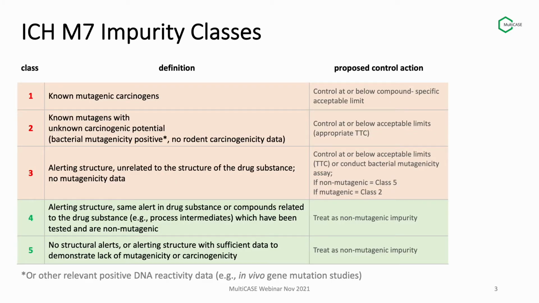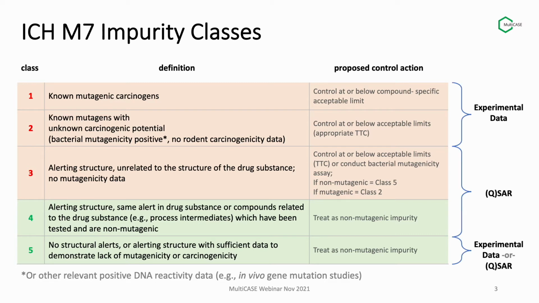So this table is very well known. I'm sure everybody has seen it sometime. It shows different classes that are defined by the ICH M7 guideline for the impurities in pharmaceuticals and drugs. The first three categories, class 1, 2, and 3, are a positive class. That means they indicate the mutagenicity of the compound in question. And the last two, 4 and 5, are the negative impurity as a result of the whole process.